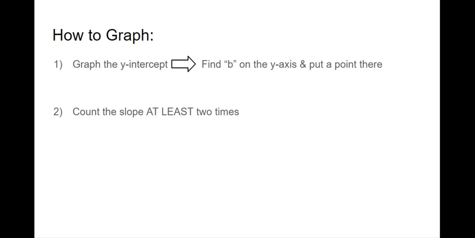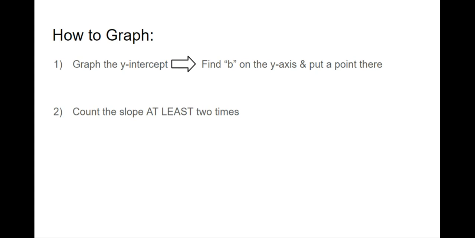So when I'm looking at that y equals mx plus b equation, I'm going to look at that number b, including the sign in front. So if the b is positive, I'm starting on the positive side of the y-axis. And if the b is negative, I'm subtracting it. I'm starting on the negative side of the y-axis. When I find that number on the y-axis, I'm going to put a point there.